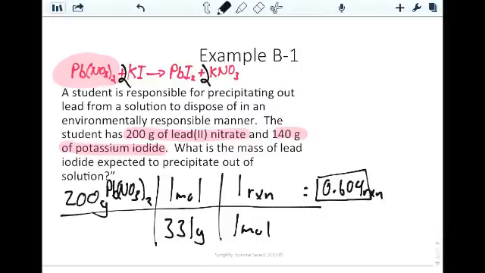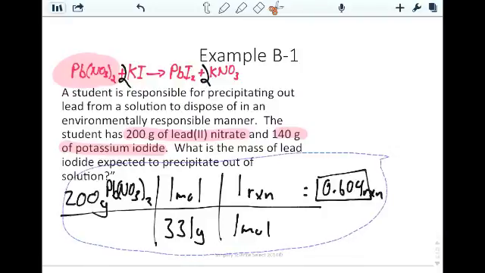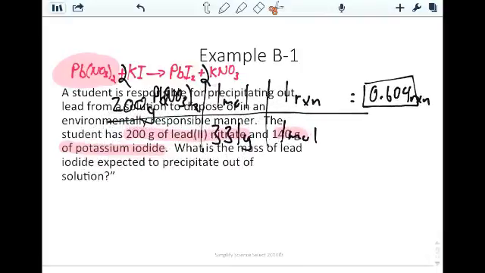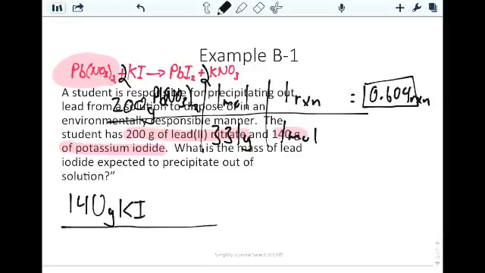Okay, that's what we have in our reaction for our lead nitrate. So let's see, we're starting with 140 grams of our potassium iodide, and we'll see if this is less, and if so, then it's our limiting. If it's more, then it's our excess.